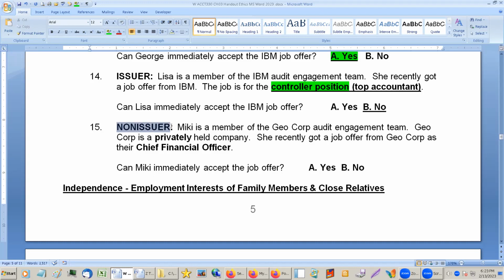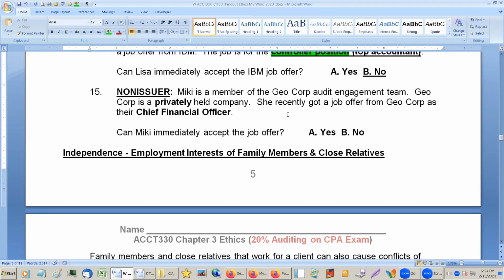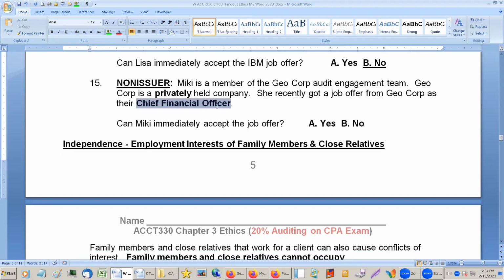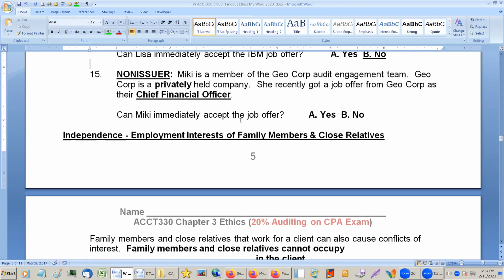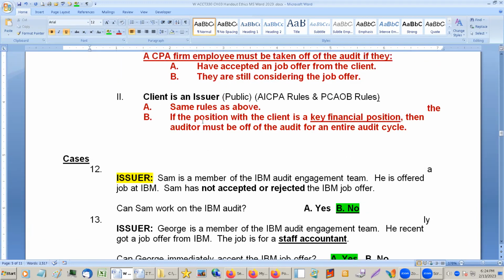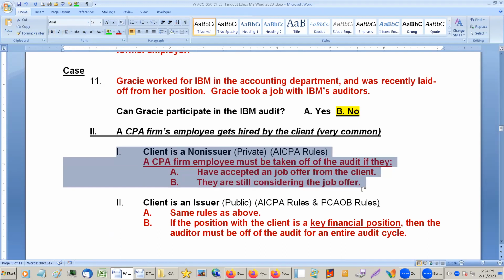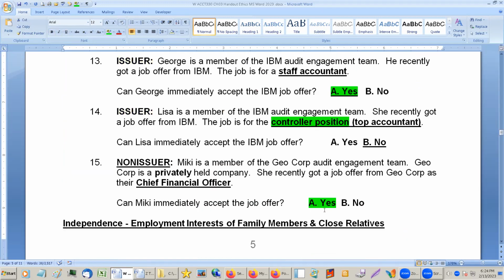Okay, now 15, non-issuer. Mickey is a member of the GeoCorp audit engagement team. GeoCorp is a privately held company. She recently got a job offer from GeoCorp as the chief financial officer. Can Mickey immediately accept a job offer? Yes, very good. If it's not publicly traded, she'd have to be taken off the audit, obviously. But if it's not publicly traded, you can walk right into a key position.